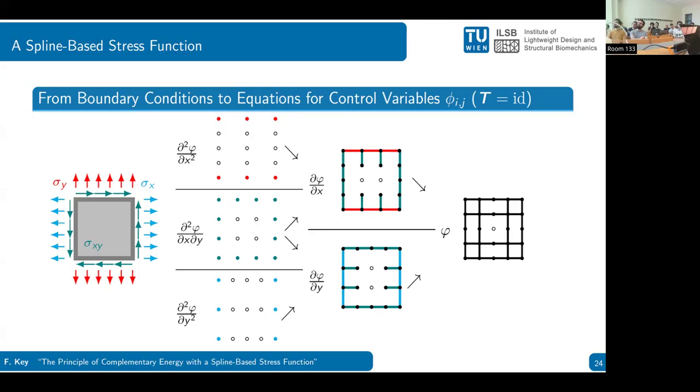So later, the missing step is to use this principle of minimum complementary energy to compute this last unknown control variable.